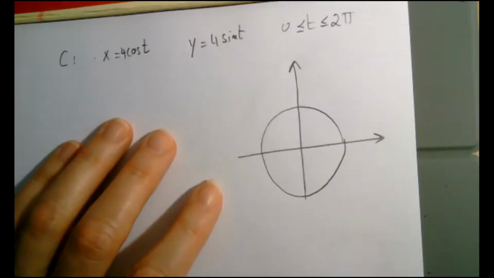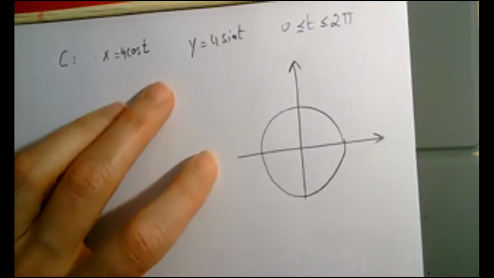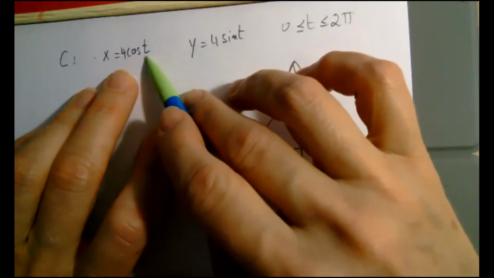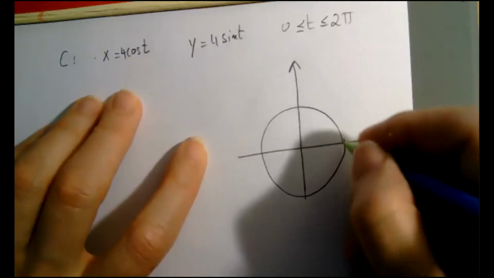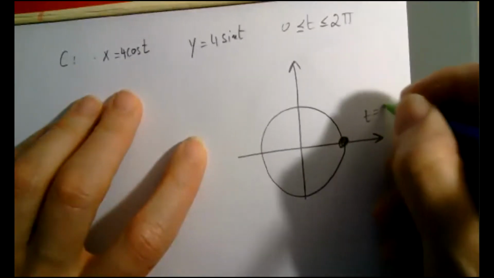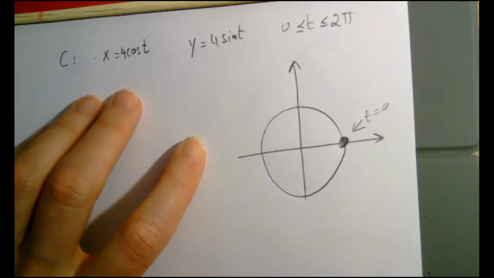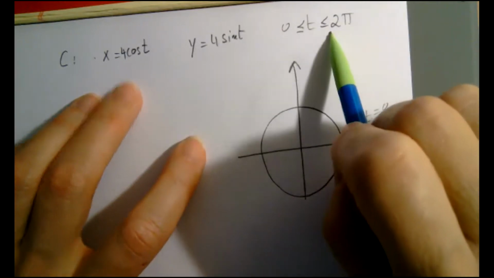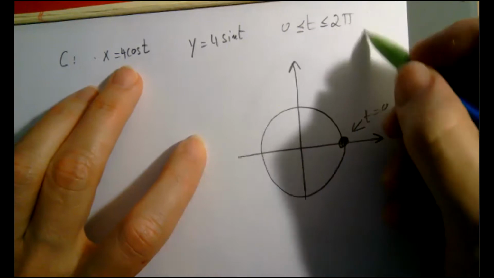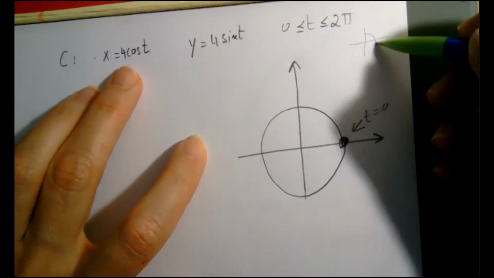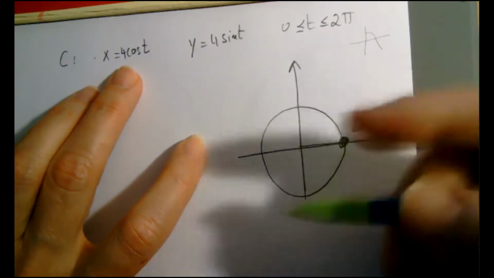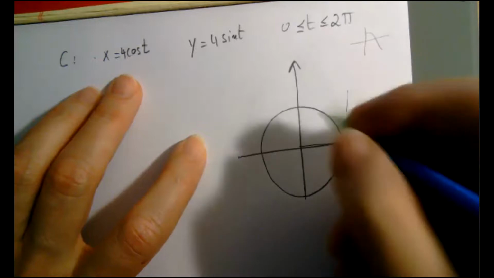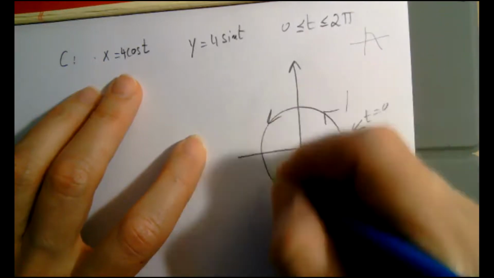Now, under this restriction, let us remember where we start. At t equal to 0, x is 4 cosine 0. Cosine 0 is 1, so x is 4 and y is 0. So I'm starting right here. As t increases, the cosine decreases, it means the x coordinate is going to move this way. And the sine increases, it means the y coordinate moves up. So this is a circle going that way.